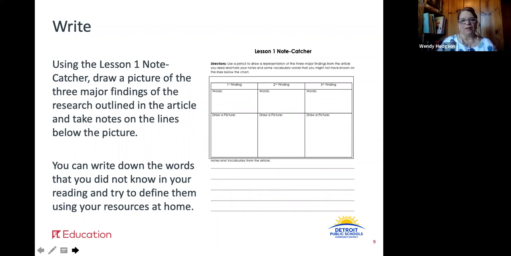Just be creative. The rest of those blank lines are for you to hold your thinking about this article, maybe a couple of notes on vocabulary that you might not have known, or notes about details around the research itself. This is going to take you about 15 minutes. So you can pause the video and come back when your note catcher is filled up.